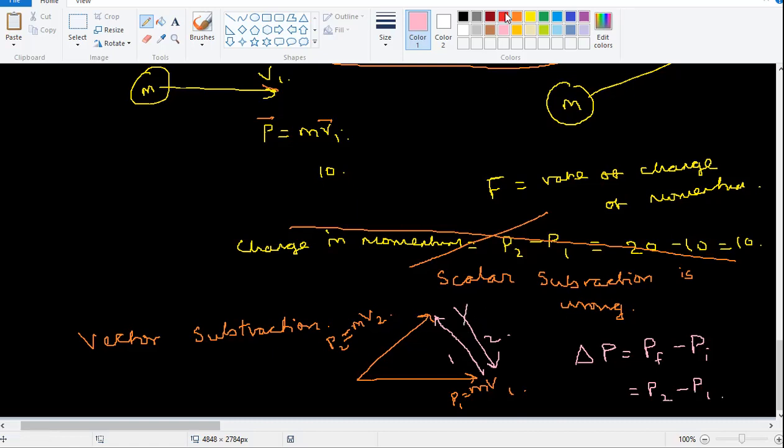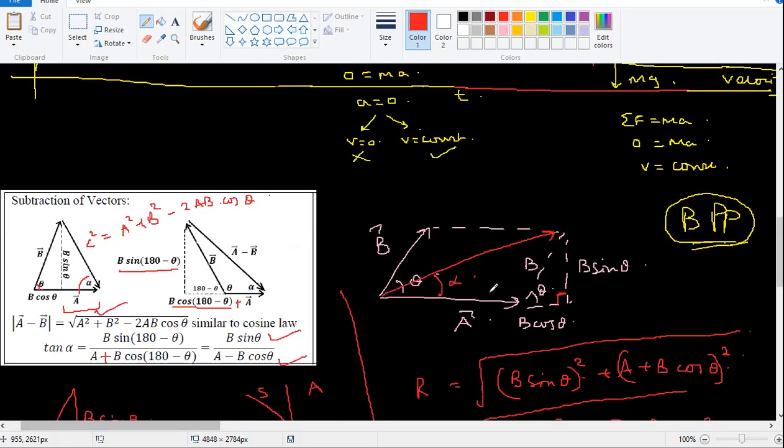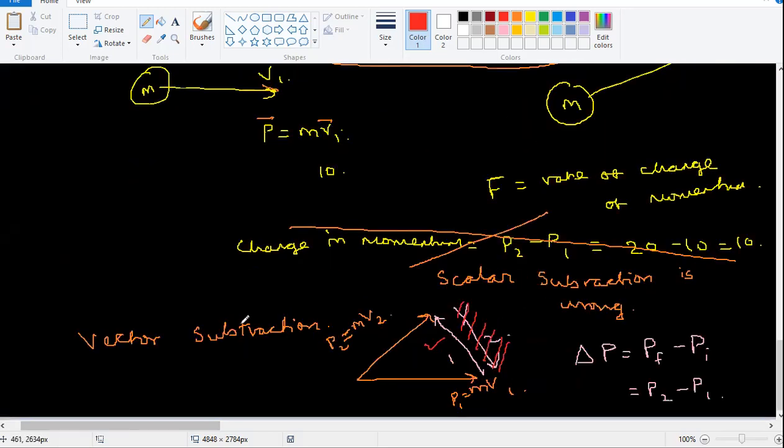So again, mark all these things. Only then you will understand that this is wrong and this is the correct one. Very often you will be making these silly mistakes. So now you know why we talked about subtraction of vectors. Because very often we are going to be dealing with momentum, we are going to be dealing with forces, which means you should not do scalar subtraction. You are going to do vector subtraction.